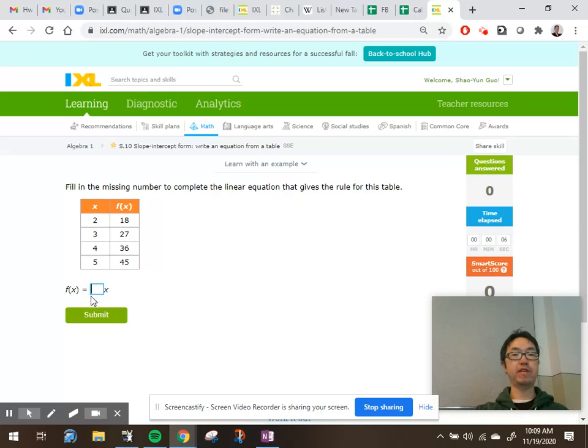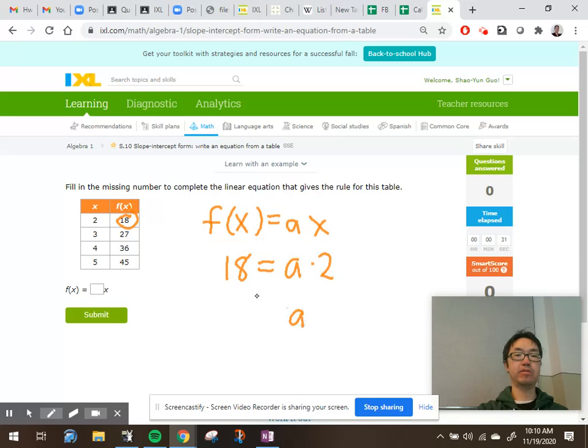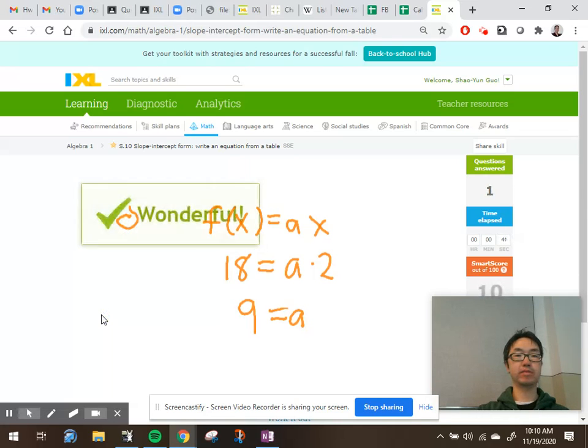So it's saying f of x equals blank x. I tried in a different way to do this, but I think you should try something like this. So f of x equals something times x. We don't know what it is. I'm going to call it a, just as a letter. 18 equals a times 2. Divide both sides by 2, you get 9. So the answer is 9. You can also tell 2 times 9 is 18. 3 times 9 is 27.